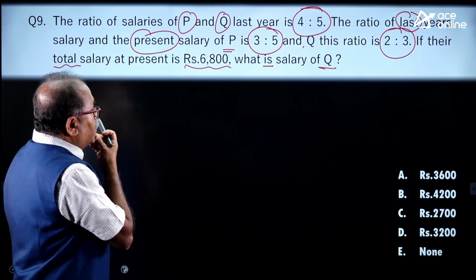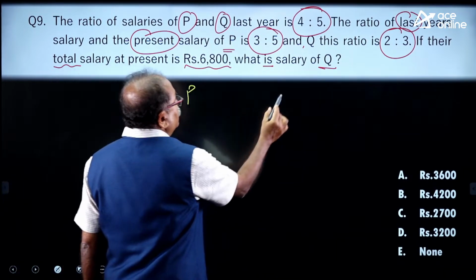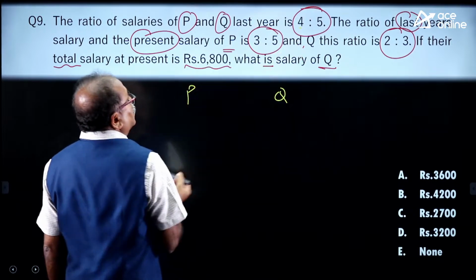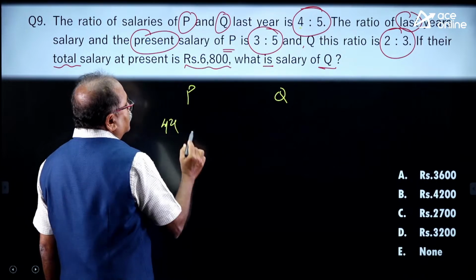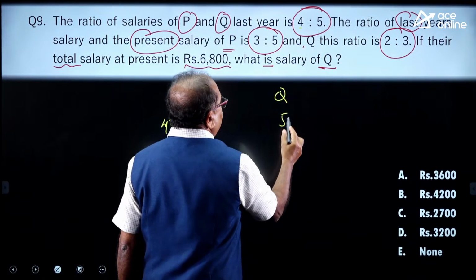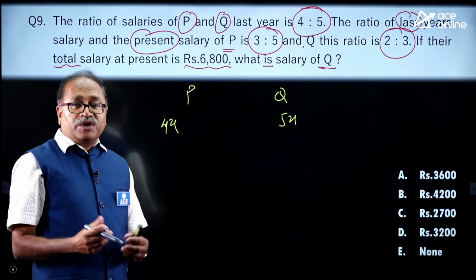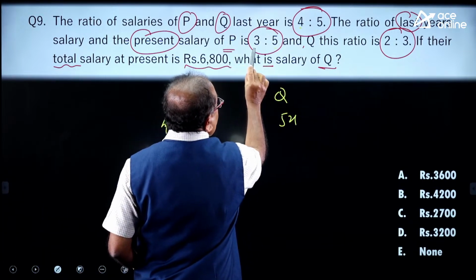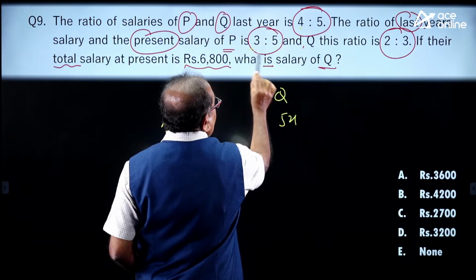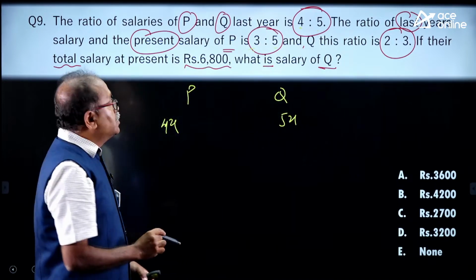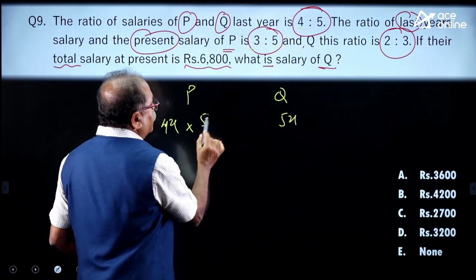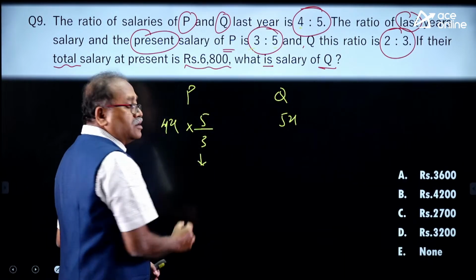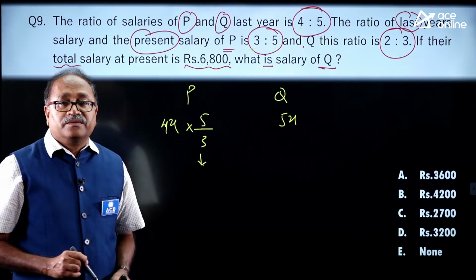That is, I'll take P over here and Q over here. P's salary last year was 4x, and Q's last year salary was 5x. What is the present salary of P? From last year to the present year, if last year is 3 parts, the present year is 5 parts. So I need to find the 5 parts, whereas 3 parts is given. I will then get the present year salary.